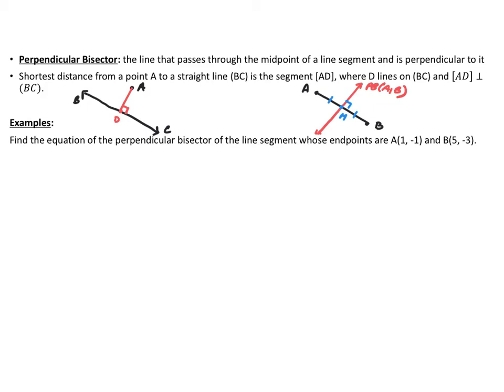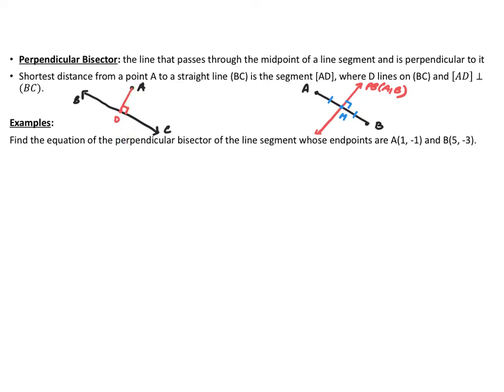Another key piece with perpendicular lines is if you have a point A out in space and you have a line BC, and point A is not on BC, and you want to find the shortest distance from point A to this line, the shortest distance from a point to a line is always the perpendicular. So point D is on line BC, making AD perpendicular to BC. So the shortest distance between a point and a line is always the perpendicular.